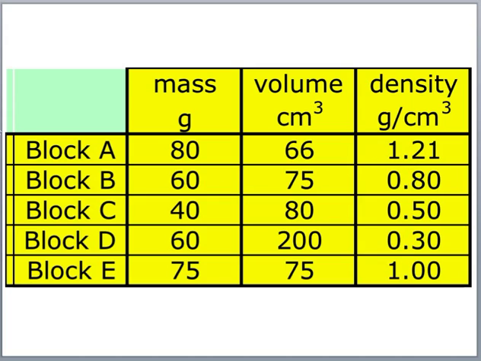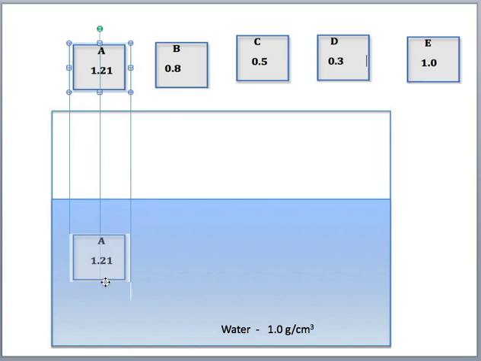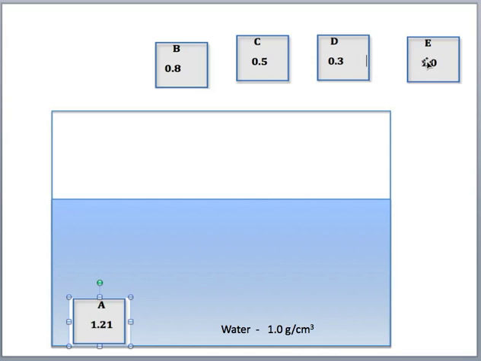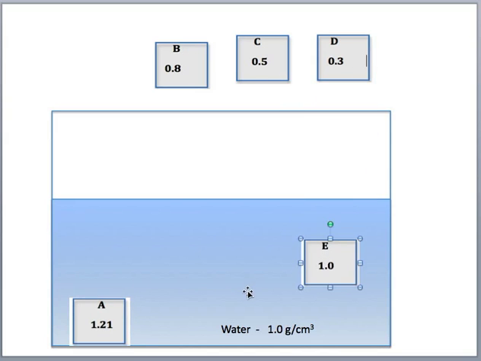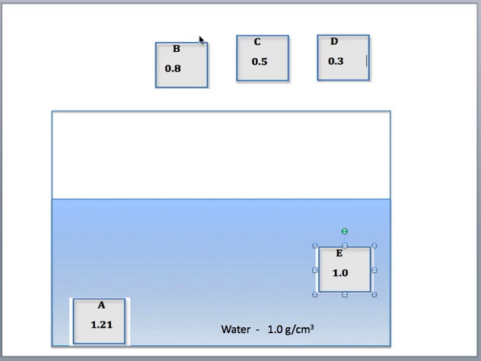The next part of the question was to suggest what would happen if you were to put them into water, and how they would float, or would they float? Now it's clear that A is more dense, so it's going to drop to the bottom. E is interesting because it's the exact same density as water. You could put it anywhere. It would stay anywhere because it's the same density as water.